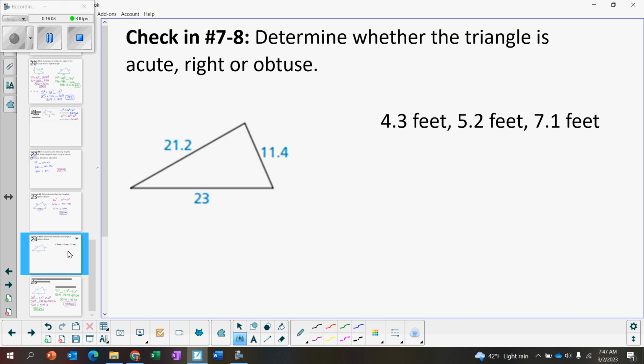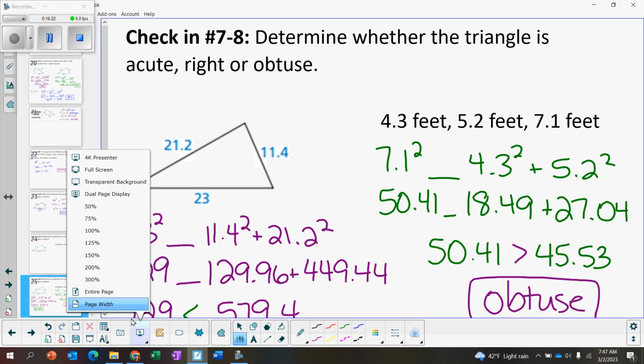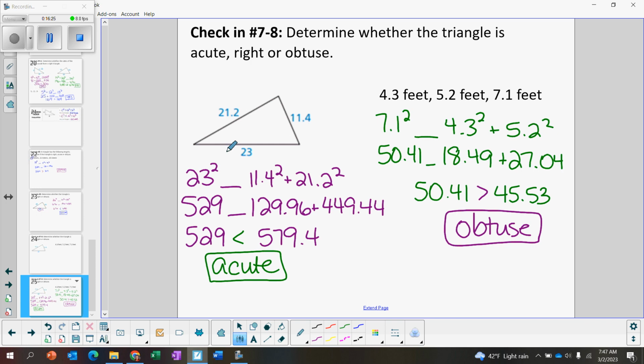So you go ahead, try the last two. Pause when you're ready to see the answer, hit play. All right, so for check-in number 7, 23 was my biggest side. I end up with 529 is less than 579.4, so that's an acute triangle. For the second one, number 8, 7.1 was my biggest side, so that's C. I end up with 50.41 is greater than 45.43, so that was an obtuse triangle. And that is everything we need to know about the Pythagorean theorem and its converse.